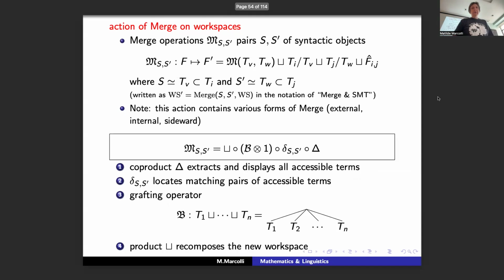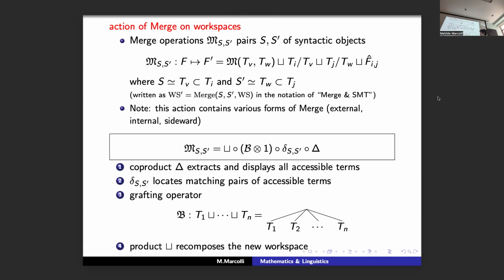And so if we want to write it out in terms of the structure that we just described, we can write these operations as a composition. So you can think of it this way. You first use the coproduct in your Hopf algebra of workspaces to produce the entire list of all the accessible terms that you can act on. And then you have a delta function that locates only the term that you actually want to use in this whole list of possibilities.